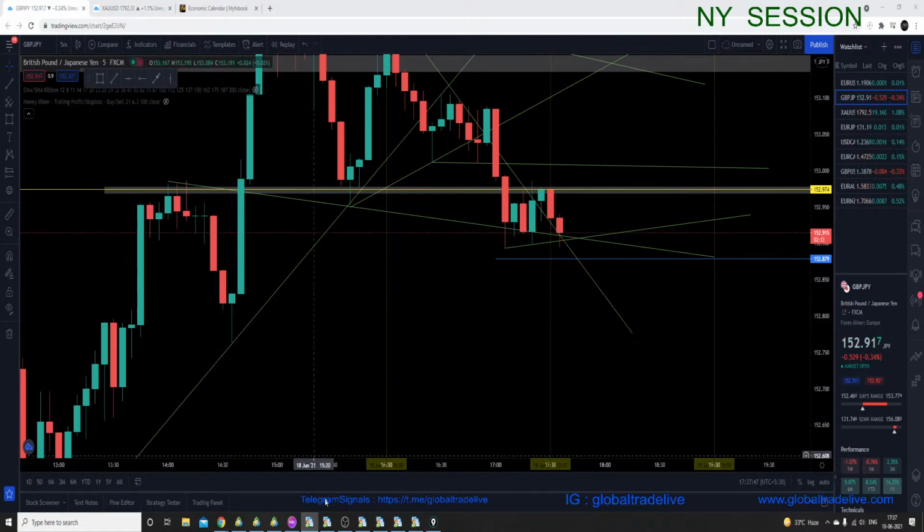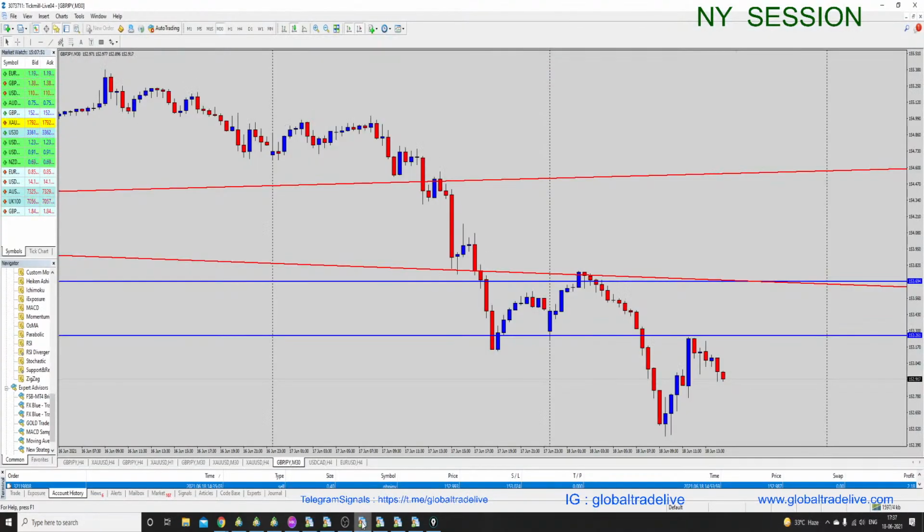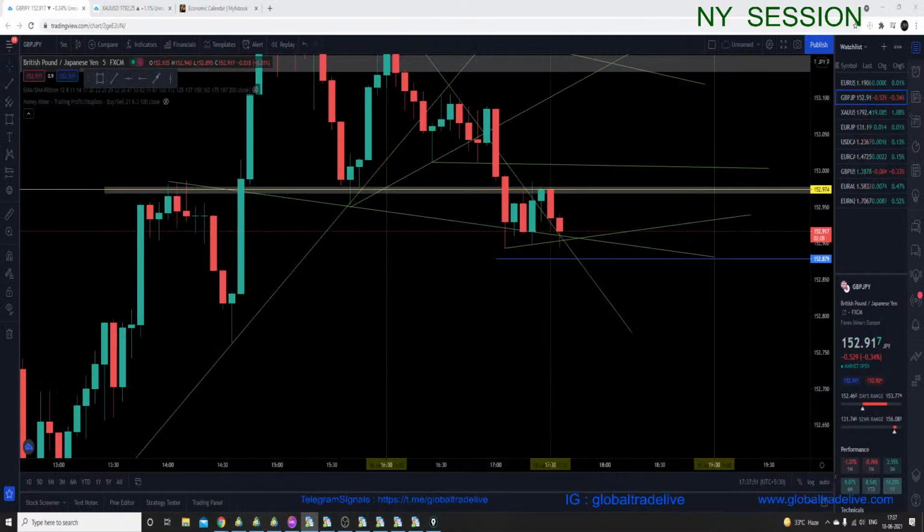So 7 minutes has just passed, and we still have 53 minutes left for the 4-hour candle to close. So can we have a downward push here? There is no news as well.